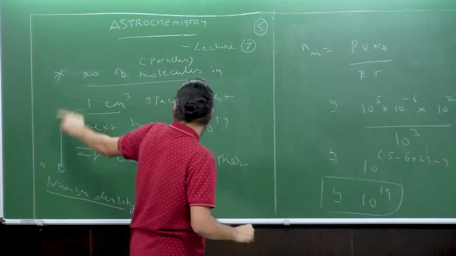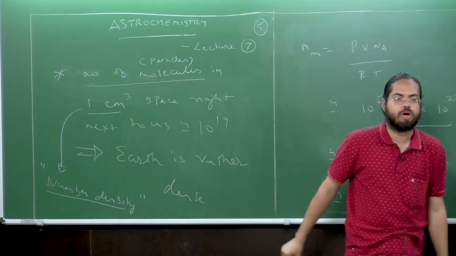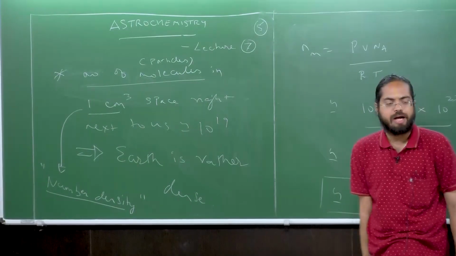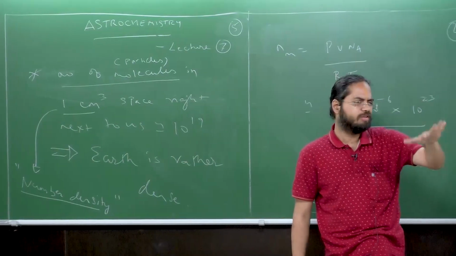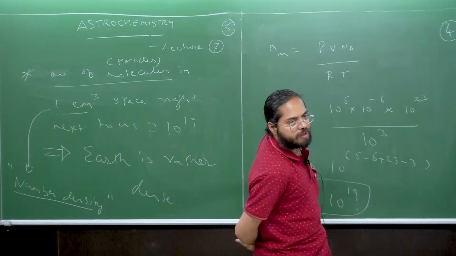Okay, so the number of particles present in 1 centimeter cube of space is what is called the number density. And the number density on Earth is approximated to be something like 10 to the power 19.